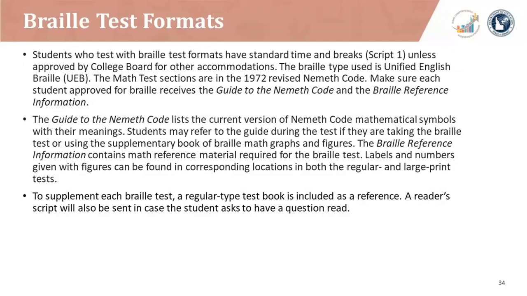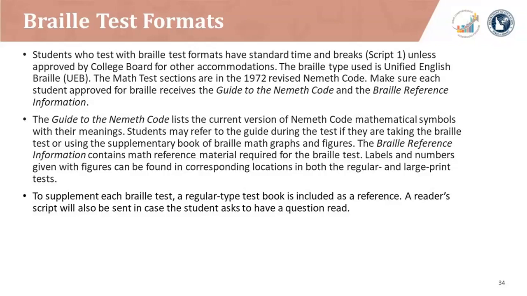Students who test with Braille test formats have standard time and breaks using script 1, unless approved by College Board for other accommodations. The Braille type used is Unified English Braille, or UEB. The math sections are in the 1972 revised Nemeth code. Please make sure each student approved for Braille receives the guide to the Nemeth code and the Braille reference information. The guide to the Nemeth code lists the current version of Nemeth code mathematical symbols with their meanings.